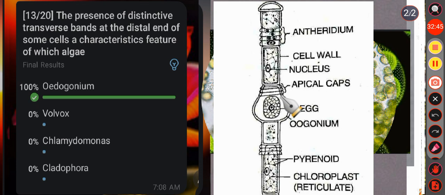The band formed at the time of cell division is called apical cap. And the cell with apical cap is known as cap cell, right? And remember, the number of apical caps in a cell indicates the number of times it has divided.